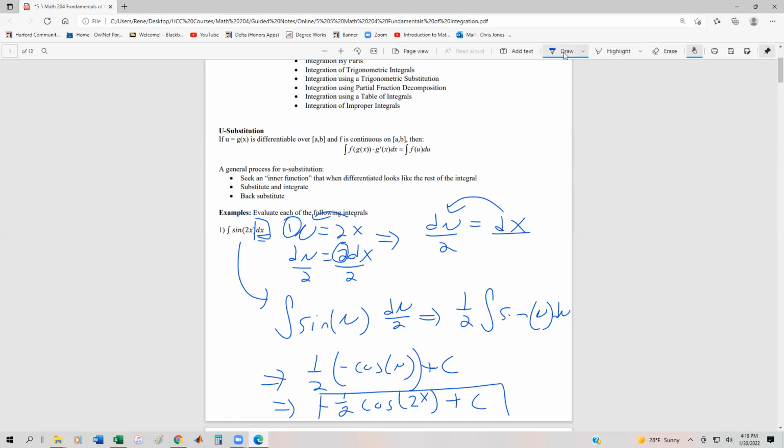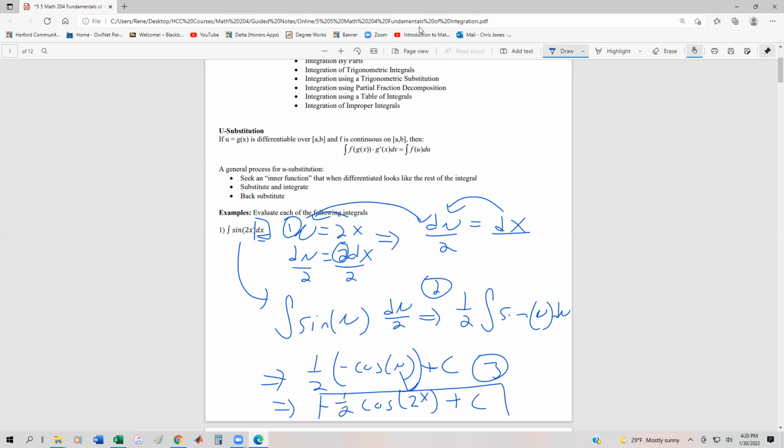Okay, first step, choose a u. Most of the time it's going to be some interior function, and then find the derivative as well. And hopefully it gets either close or exactly to what's remaining outside of that function. Then you integrate. So step 2, you're going to integrate.